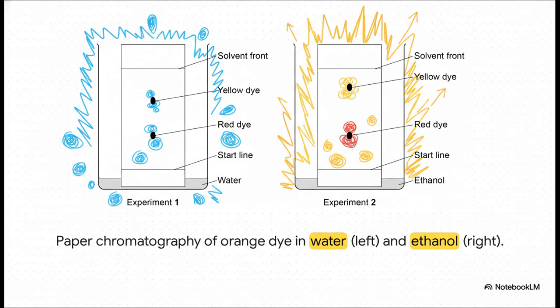We've got paper chromatography in action. An orange dye is put on the starting line. In experiment 1, the solvent is water. In experiment 2, it's ethanol. As you can see, that orange dye splits into yellow and red spots, and they travel different distances in each experiment. Our job is to figure out precisely why.